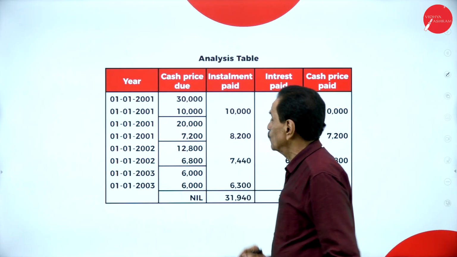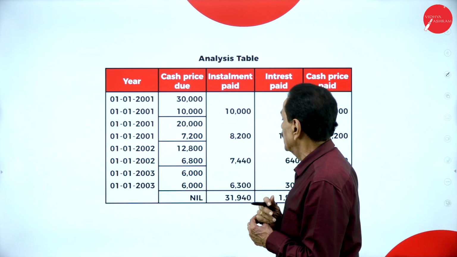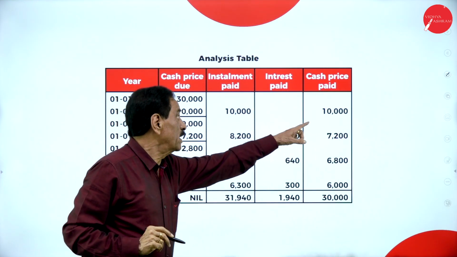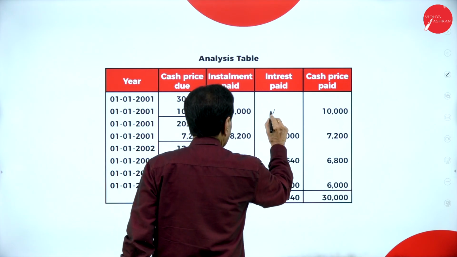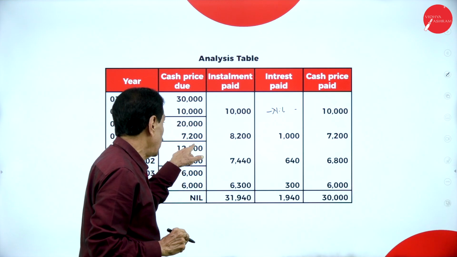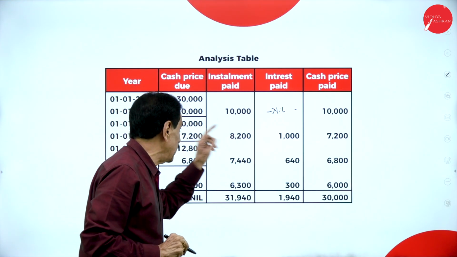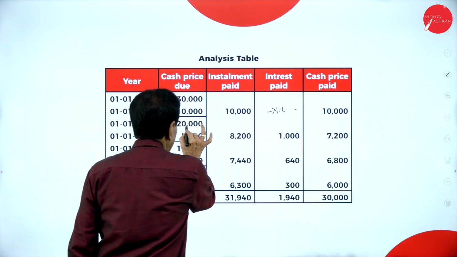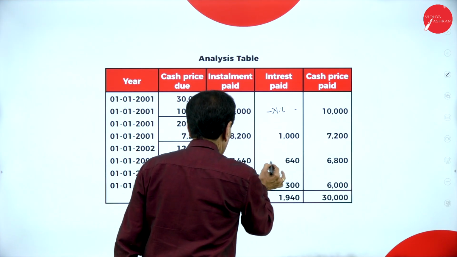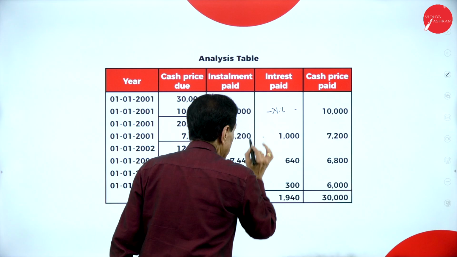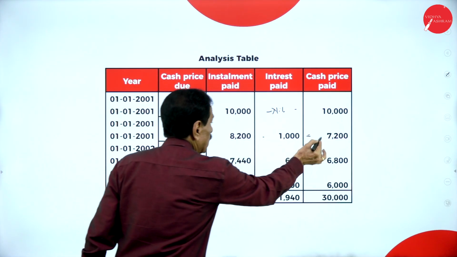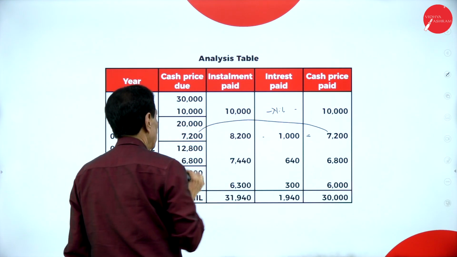So on 1/1/2001, how much he paid? 10,000. No installment for this, no interest is there, nil. Then second installment, how much he pays? Installment 8,200. On 20,000, 5% is 1,000. 8,200 minus 1,000 gone. It is 7,200. Deduct 7,200 here. What's the balance?